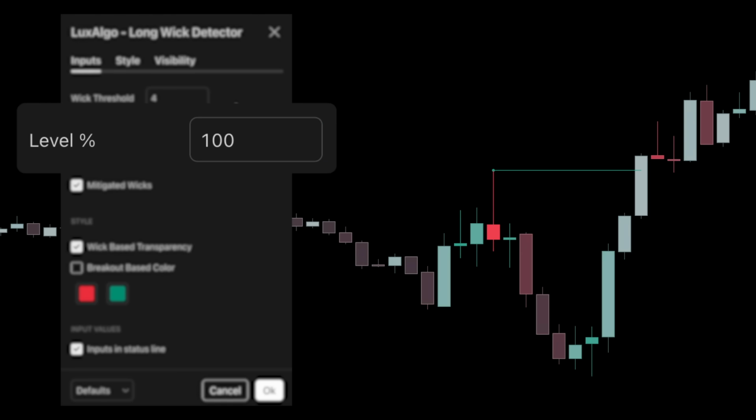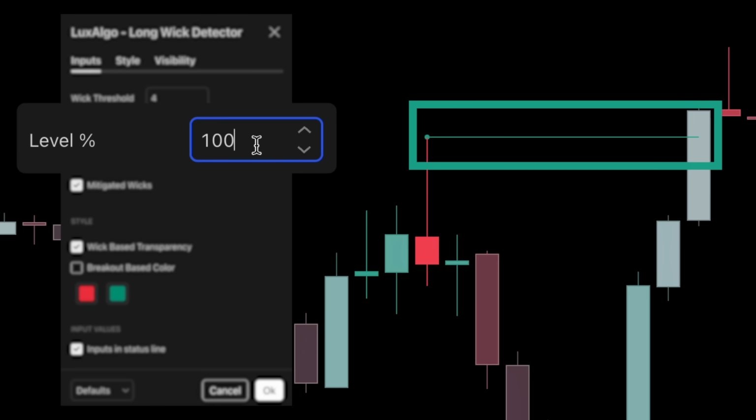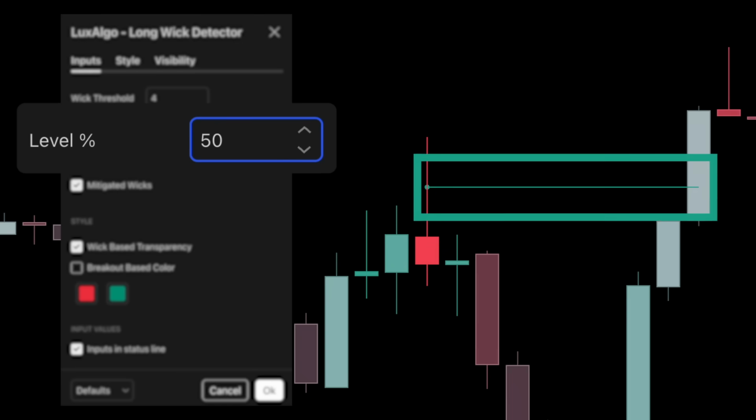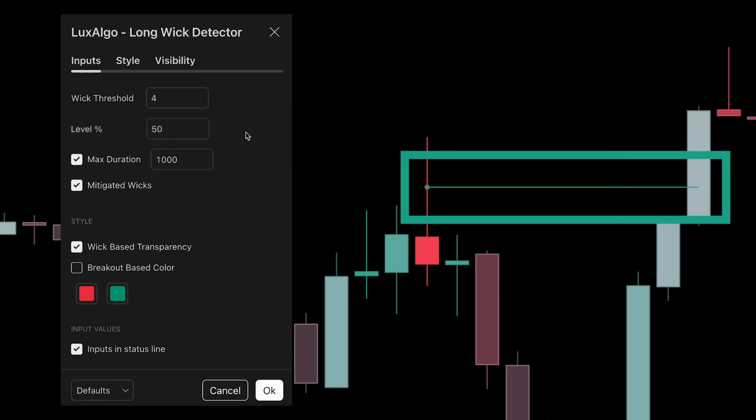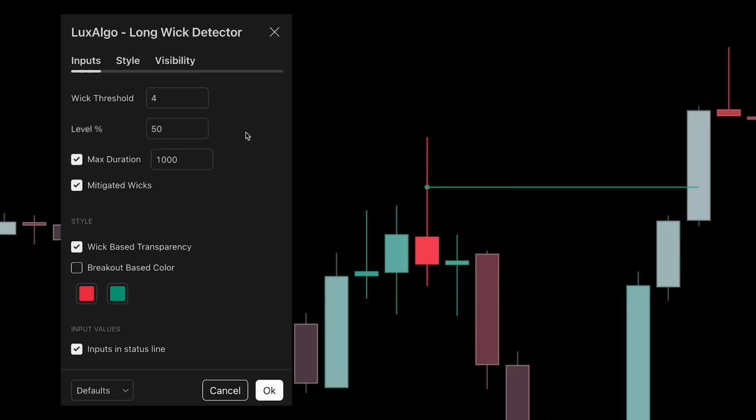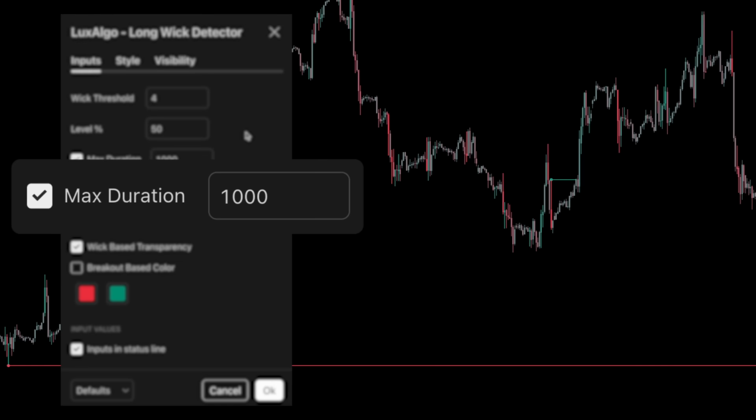Next is the level percentage setting, which defaults to 100%. This determines where the wick level is drawn from. At 100%, the level is placed at the very high or low. Reduce it to 50%, and the level is drawn from the midpoint of the wick, useful depending on how you'll be using the indicator. Then there's max duration, which sets how long a level stays visible on the chart, useful for hiding older zones that may no longer be relevant.